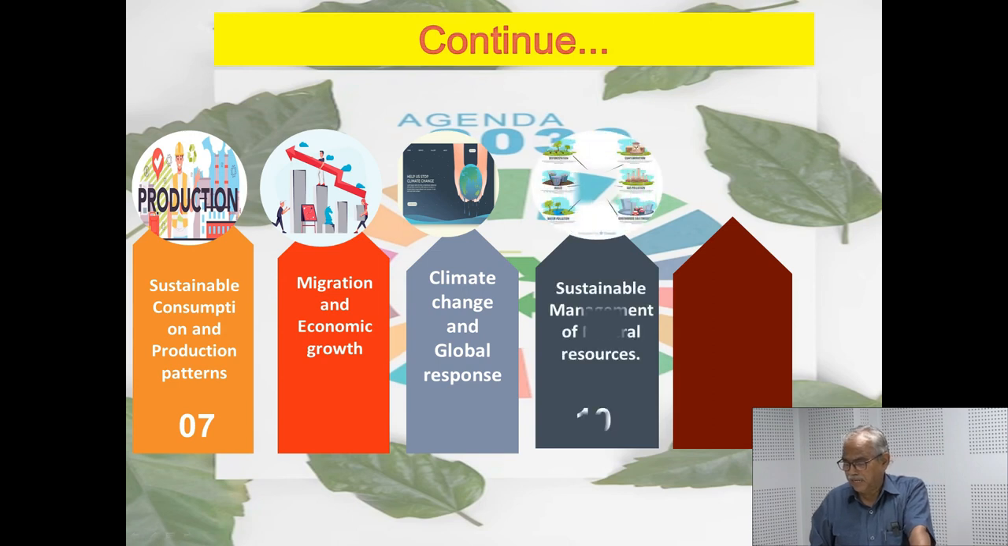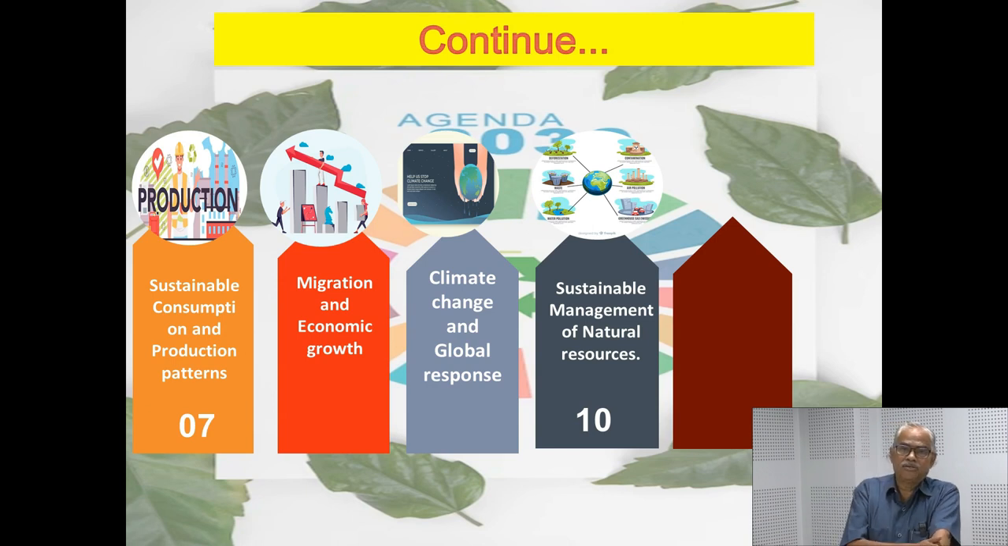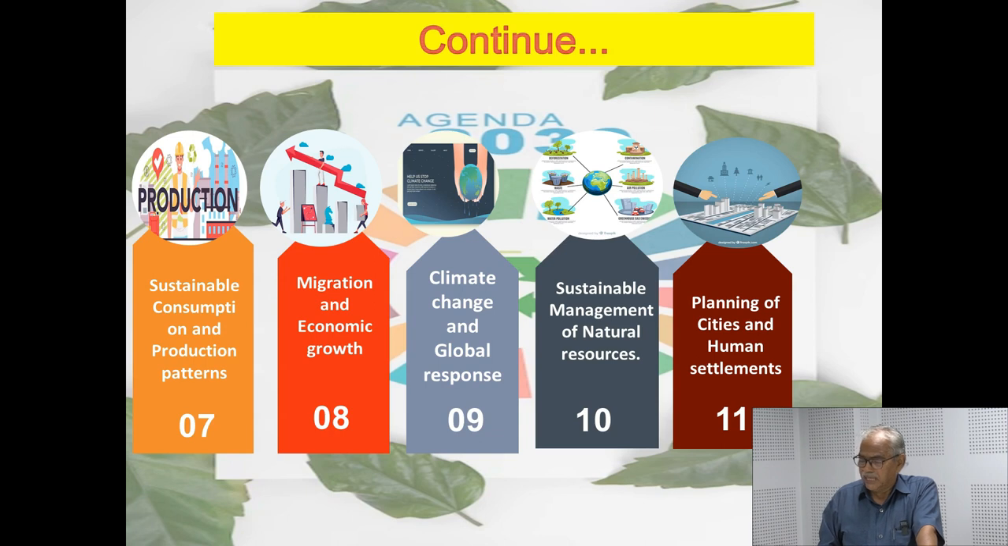The next point is climate change and global response. Climate change mainly depends on over-exploitation of our natural resources, exhausting our energy systems, and creating pollutants, so that year by year the Earth's temperature is increasing. Now, we should plan our cities and urban areas so that sustainable and quality living will take place. And the way we have been moving towards urbanization, it is taking the entire resource system to concentrate on urban life, neglecting the people and inhabitants of rural areas.